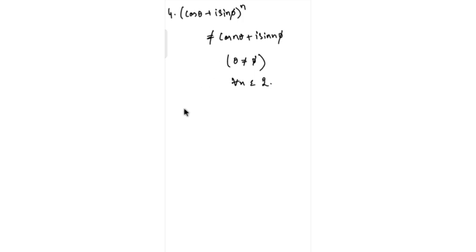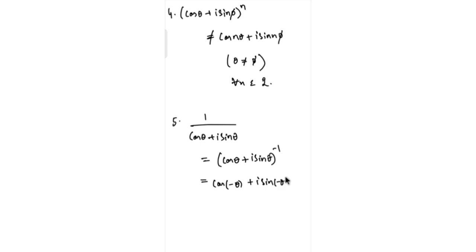So this is the fourth point, and the fifth point that I just wanted to add for the conclusion is that 1 by cos theta plus i sin theta is equal to (cos theta plus i sin theta) whole power minus 1, and this is cos of minus theta plus i sin of minus theta. So that is equal to cos theta minus i sin theta. So that's it. This is the basic point that we all know.